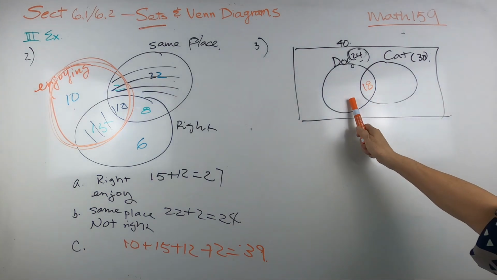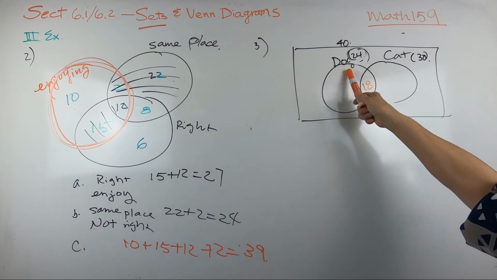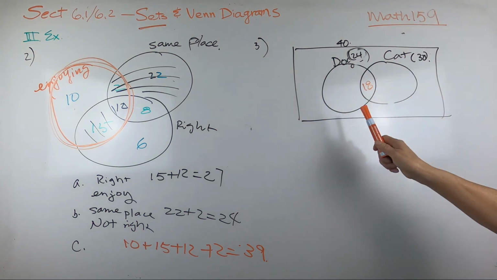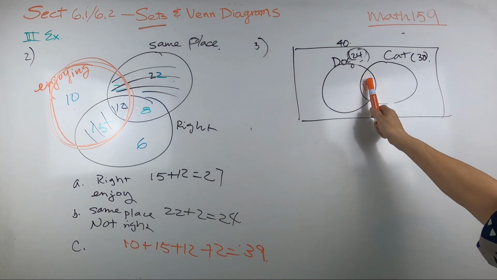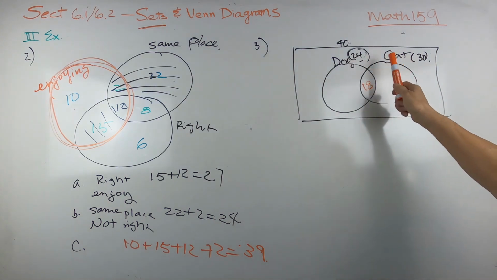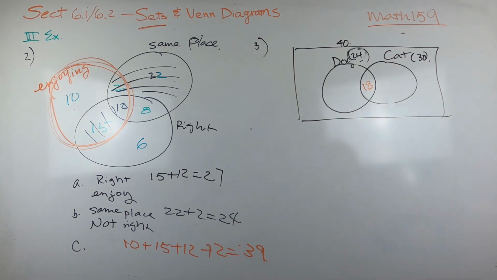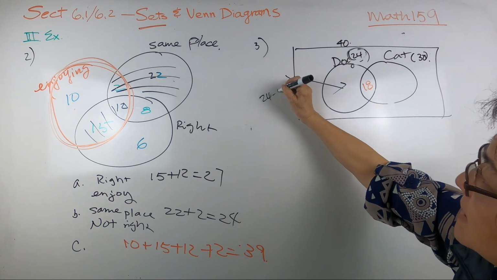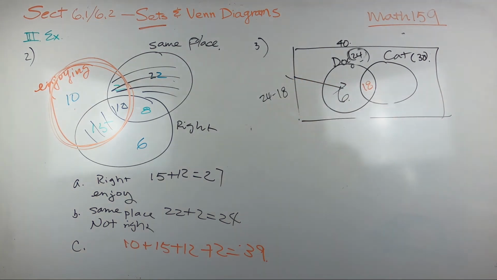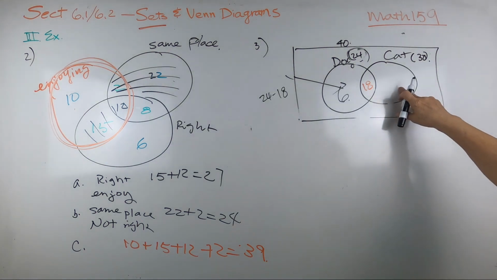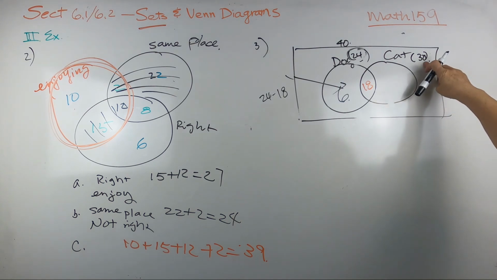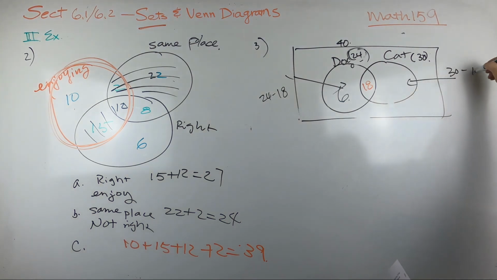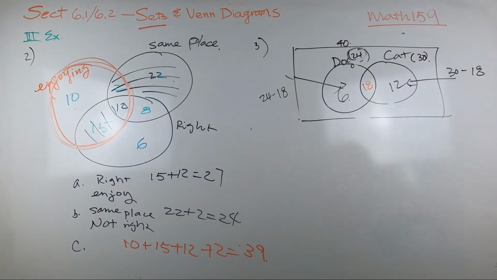Then what do you think? How many households have dogs but not cats? So dogs here but not cats. 18 include both cats and dogs. So how many only have dogs? You do 24 minus 18. So 6 of them should only have dogs, right? Then how many only have cats? 30 minus 18. So 12, right?